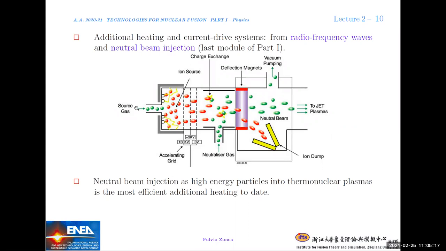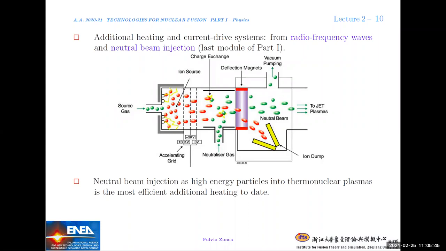We want also that these particles are very energetic because, of course, if you want to transfer energy, which is kinetic energy, from neutral particles to a plasma that typically has a temperature in the order of tens of keV, you need to have a larger energy of the beam than energies in the order of a few tens of keV.